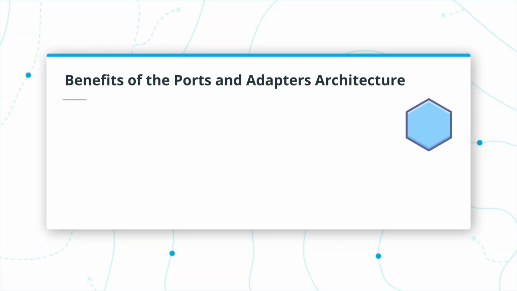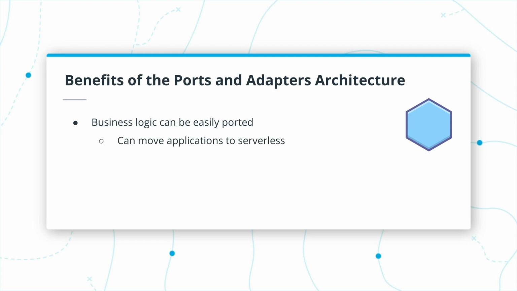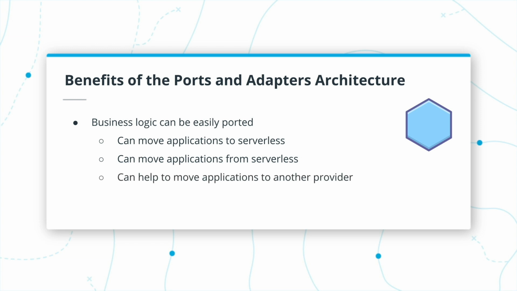So what are the benefits of using this architecture? The main benefit is that the business logic of our application can be easily ported. And if we build our application in this way, we can move our application to serverless from other technology. And we can even move our application from serverless if we discover that serverless is not the best fit for our application. And if we do it in this way, we can even move our application from one cloud provider to another cloud provider. Maybe you want to move from AWS to Azure or the other way around.